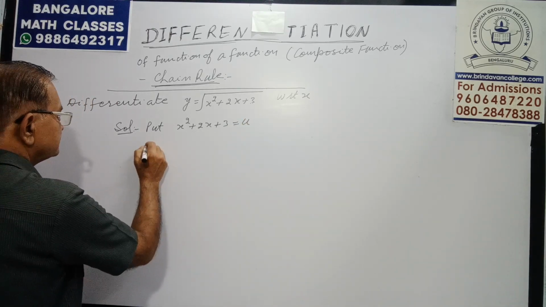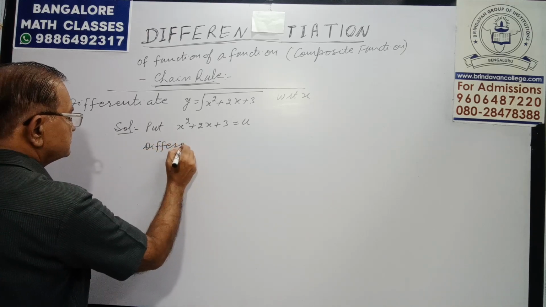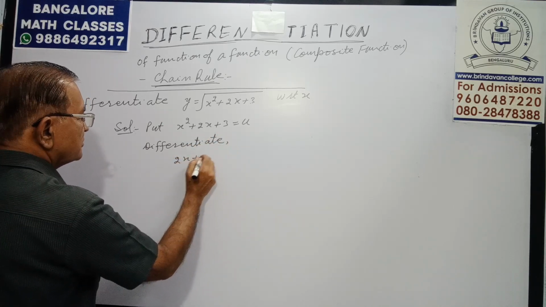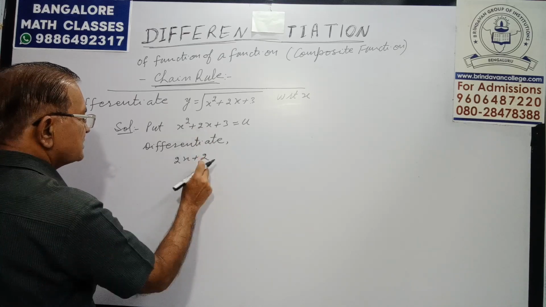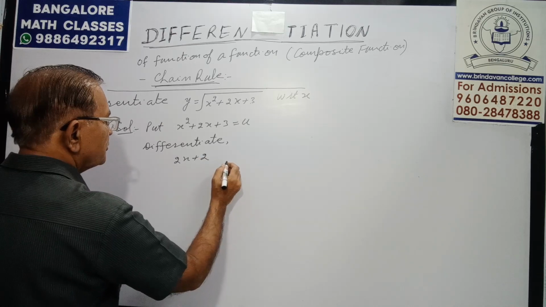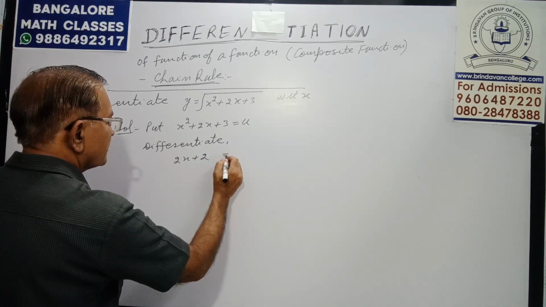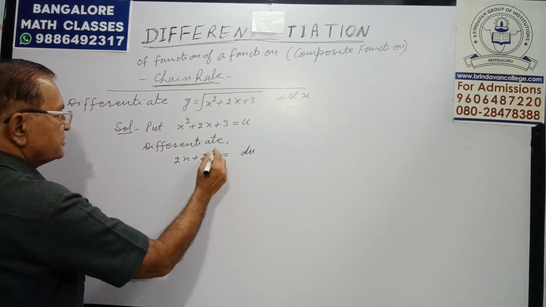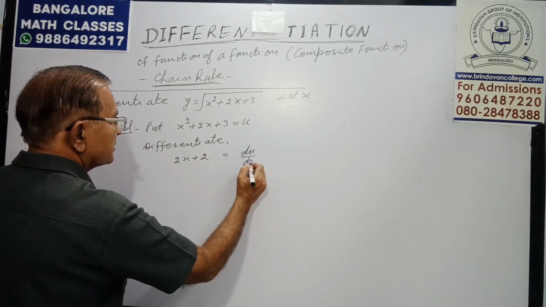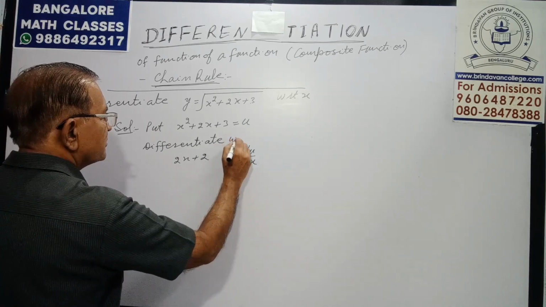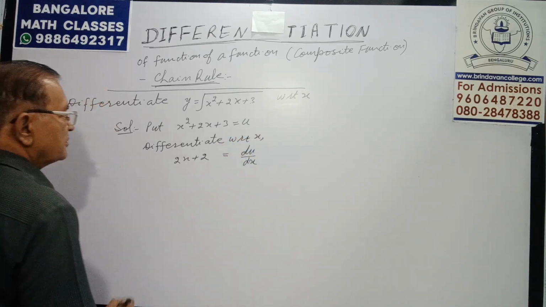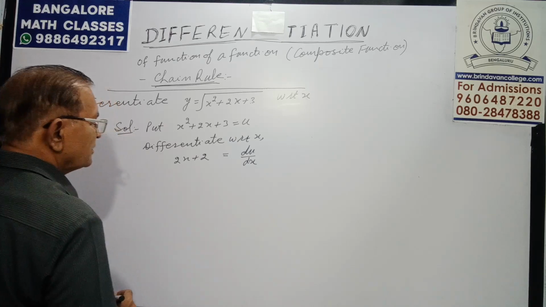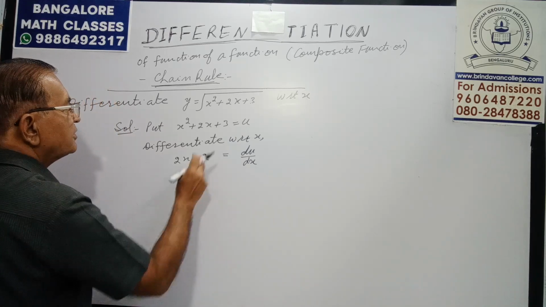Differentiate: 2x plus 2, since x square gives 2x, 2x gives 2, x gives 1, and 3 gives 0, equals du. So if we differentiate with respect to x, we write du by dx. We get 2x plus 2, for constant 3 it is 0, equals du by dx. Now we will put it here.